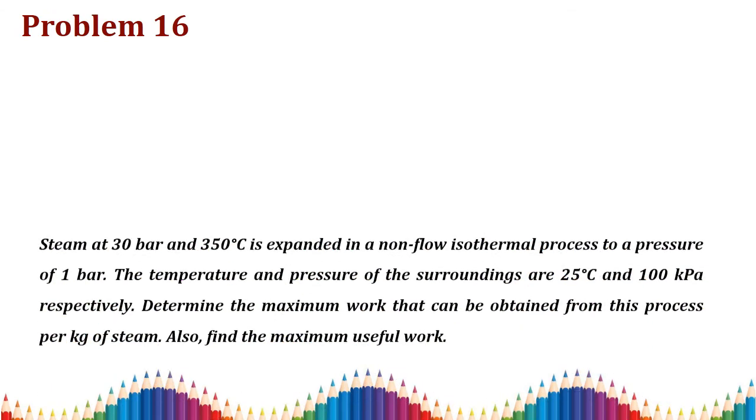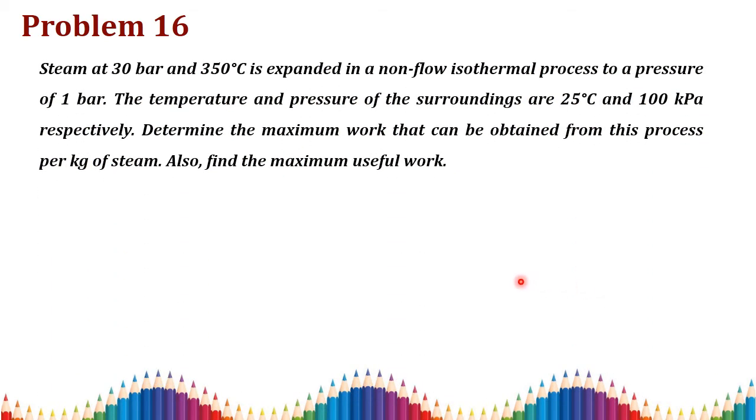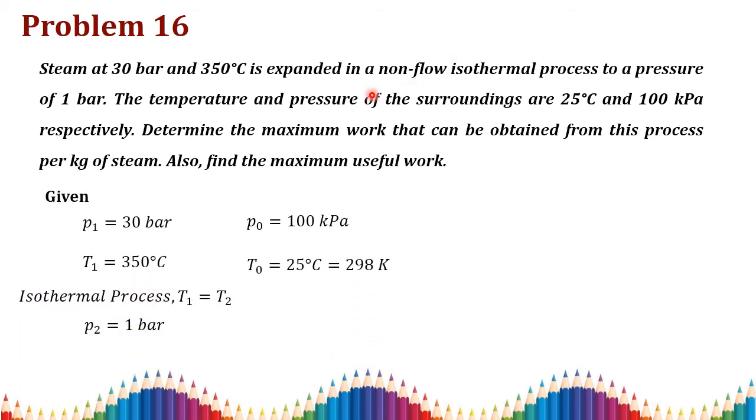Problem 16. Steam at 30 bar and 350 degrees Celsius is expanded in a non-flow isothermal process. Clearly it has stated that the steam at the initial pressure P1 is equal to 30 bar and the initial temperature T1 is 350 degrees Celsius, and it is expanding. So how is it expanding? It is a non-flow process, and that non-flow process is at constant temperature, that is, an isothermal process.